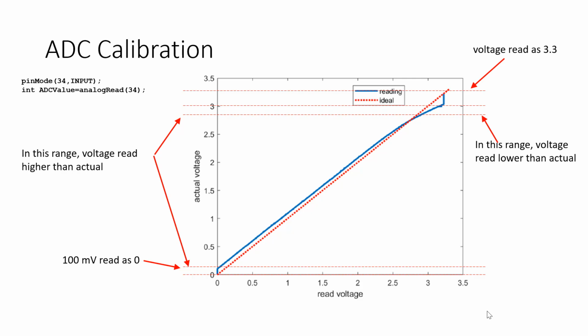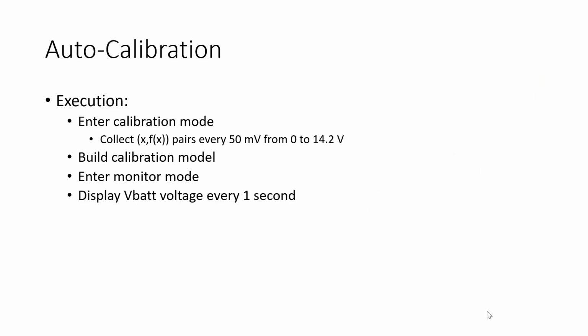Boot up the board. Make sense? So I have some example. Basically you'll be in calibration mode first, and then you'll build your calibrated model. Actually, you could probably build it as you're in calibration mode. You can build it online, right? Because you're going to be calculating the equation as you go. And then enter monitor mode after that, and then just display. Your monitoring mode is just monitoring the voltage and printing it out.